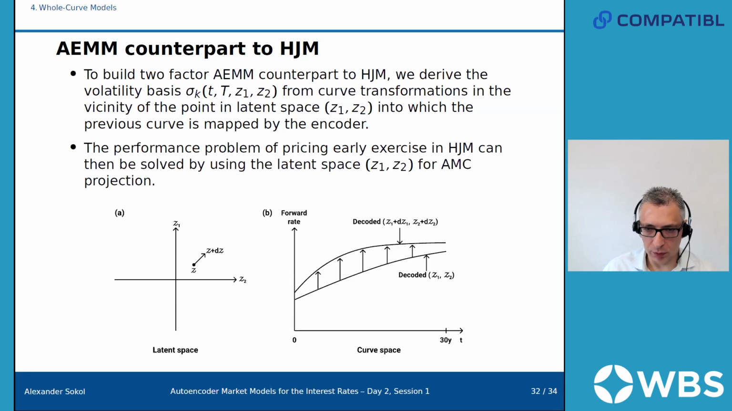And furthermore, it is an optional step. If you don't have to do backward induction, if you don't have early exercise, you don't need to do it. But if you do, then you can also use the same latent space as the basis for Monte Carlo projection. Because normally with American Monte Carlo, you either project on the price of the underlying, so you project the price of the option on the price of the underlying.